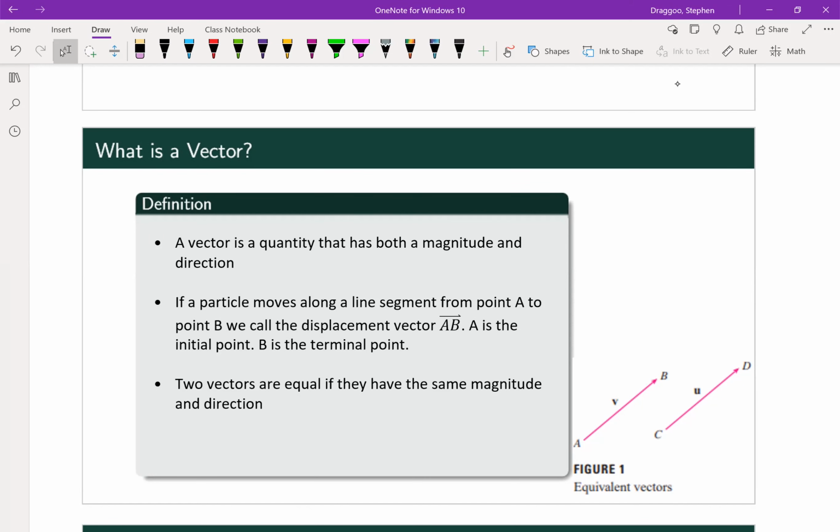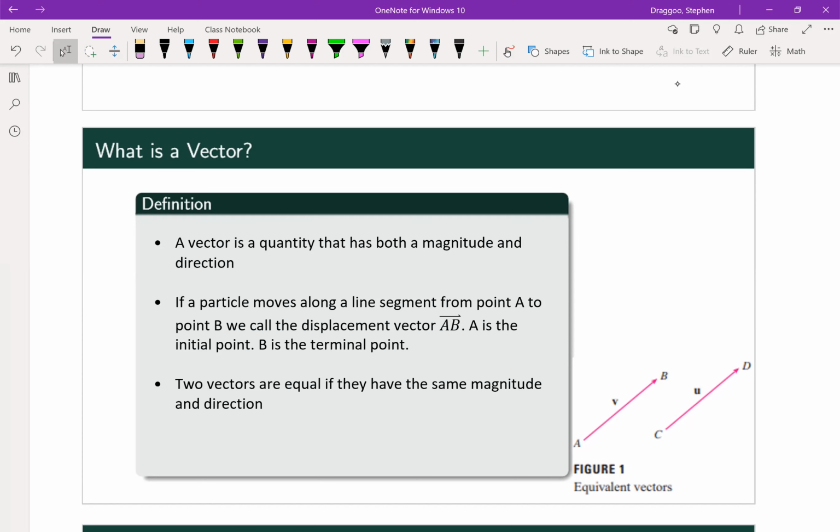Since we write the vector AB, that means going from A to B, versus BA would be going from B back to A. I'll also define that starting point as the initial point. So A, in this case, is the initial point, and B is the terminal point, or where it ends. And we're going to say that two vectors are equal as long as they have the same magnitude and direction.